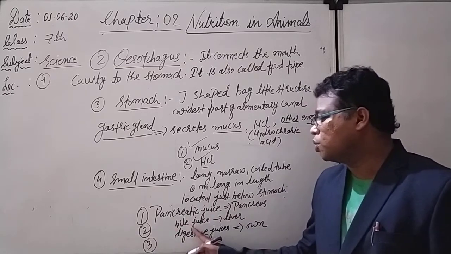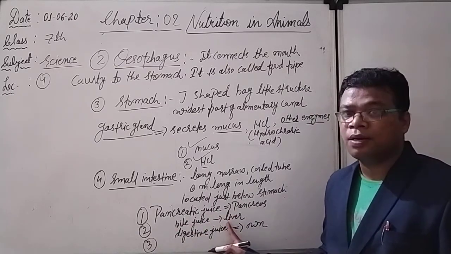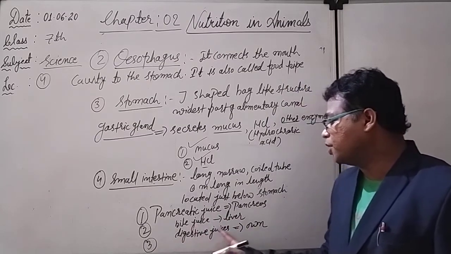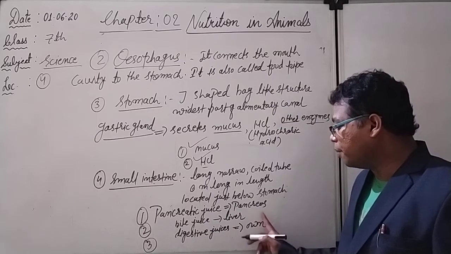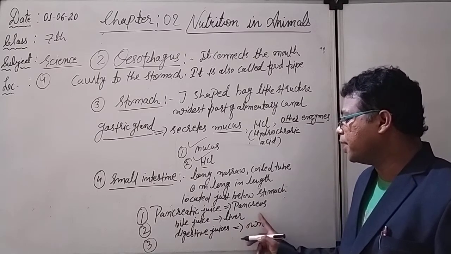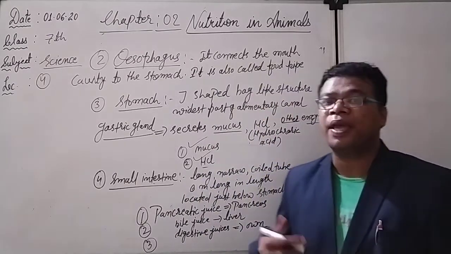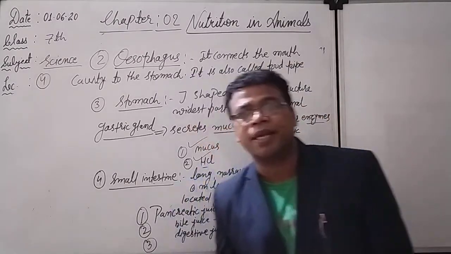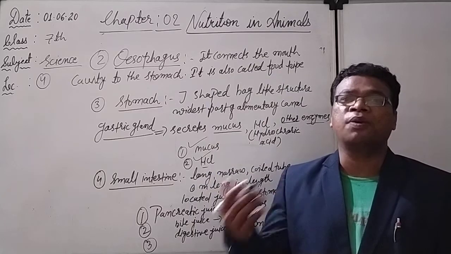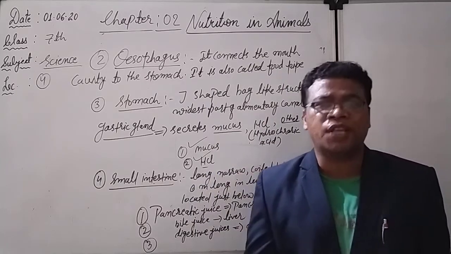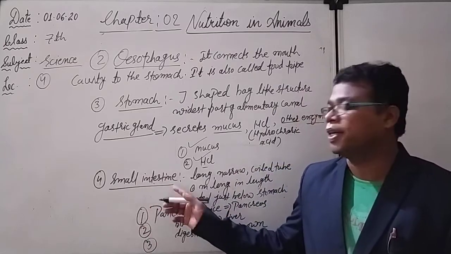Second is the bile juice, which is secreted by the liver, the largest organ of the human body. And third is the other digestive juices, which are secreted by the small intestine itself. So there are three kinds of juices. One is the pancreatic juice, which comes from the pancreas. Another is the bile juice, which comes from the liver. Third are the other digestive juices, the digestive enzymes you can say, which come from the small intestine.